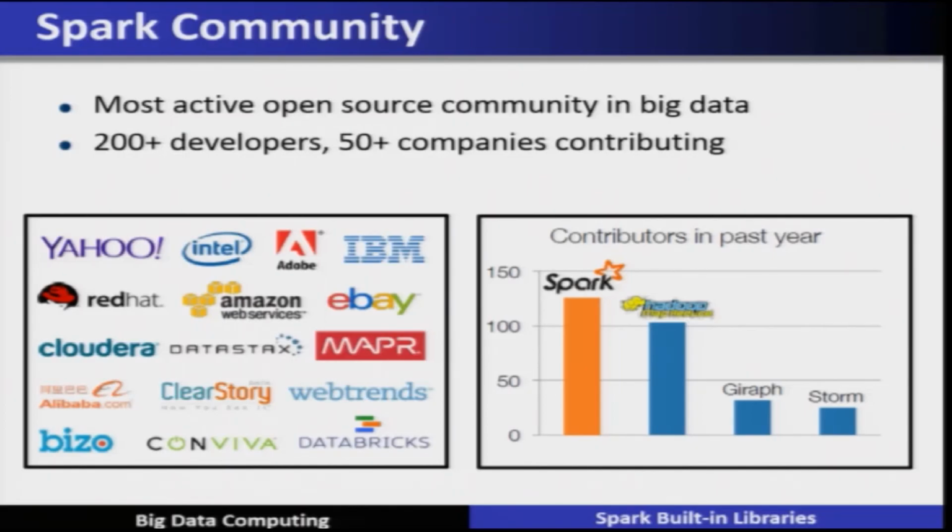So, the Spark community now is the most active open source community in big data, with 200 plus developers and 550 plus companies contributing, and these icons show the complete presence of Spark in the production clusters at most of these companies, and you can see that Spark has surpassed Hadoop MapReduce in the number of contributions.